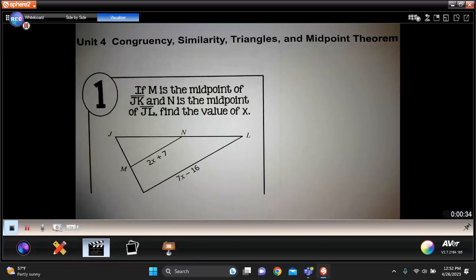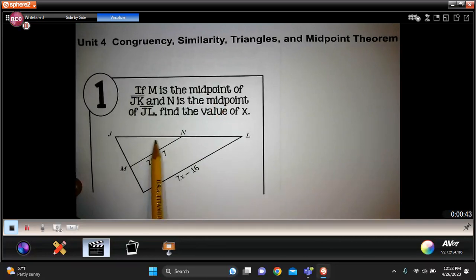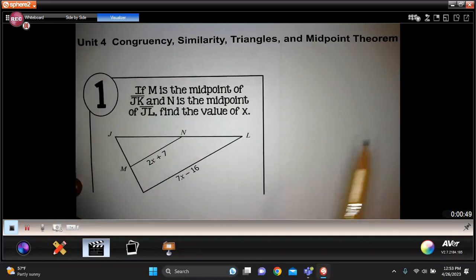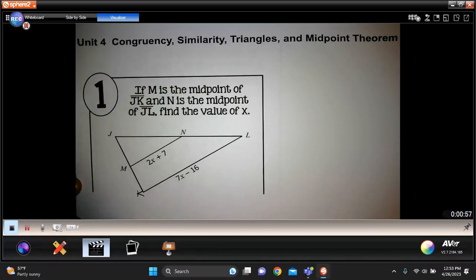Okay, now this is going to be the third time that we're going to be working with the midpoint theorem, and remember that what the midpoint theorem establishes is that, for example, if M is the midpoint of JK, and N is the midpoint of JL, find the value of X. Seems like we're missing a letter here. Let me add it.